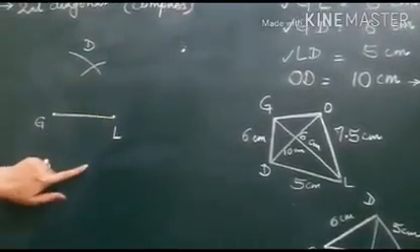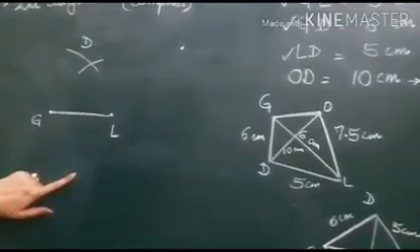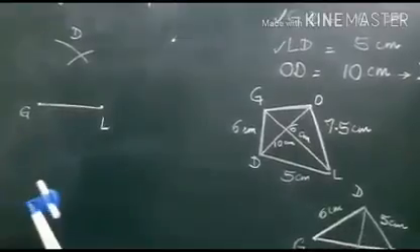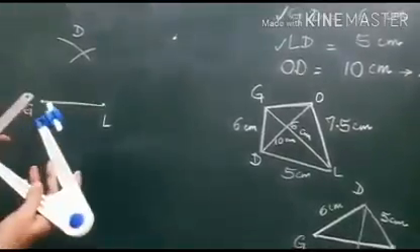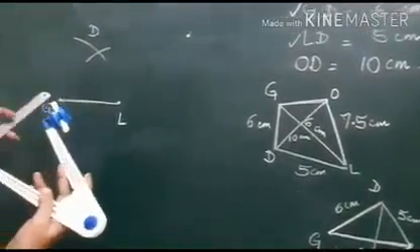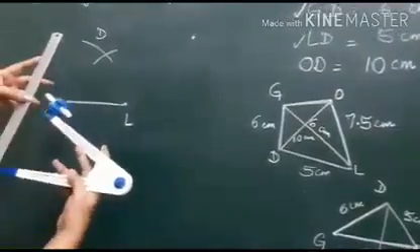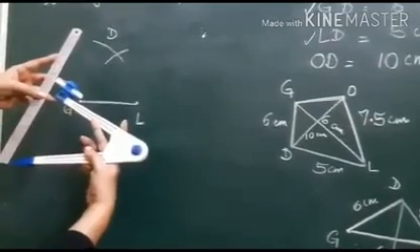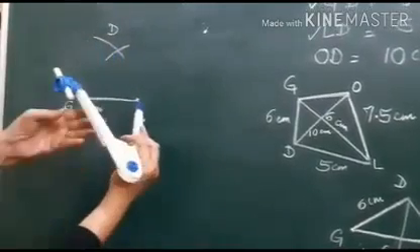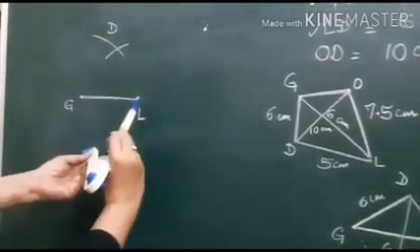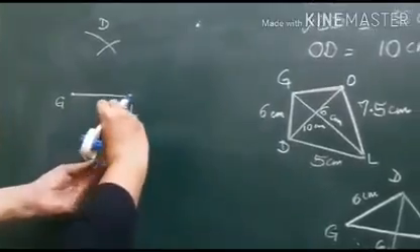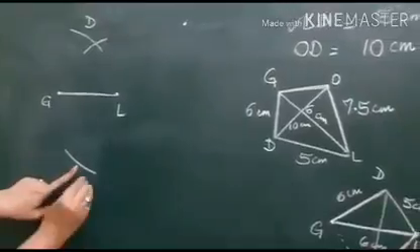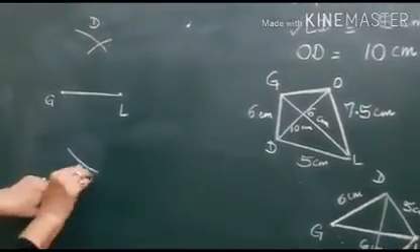From L downwards, we have to make another line segment. We cannot directly make a line segment, but we know we have to draw with a radius of 7.5. So measure 7.5 on the scale from 0, and from L draw an arc whose radius is 7.5. Now here we are going to get our point O somewhere. We don't know where, somewhere here.